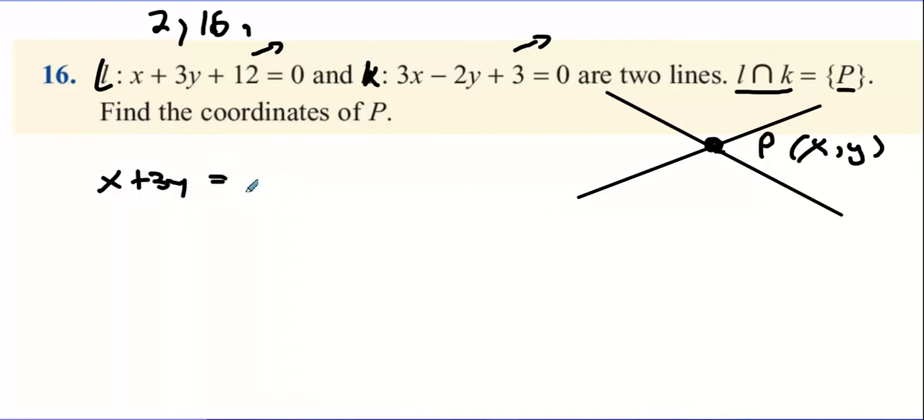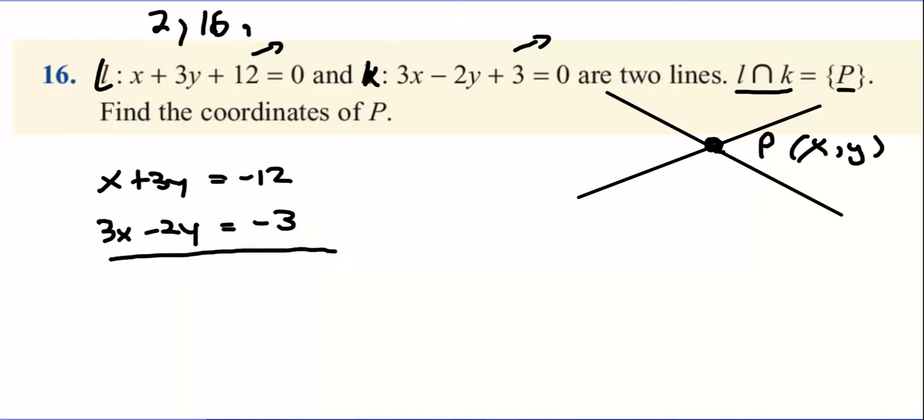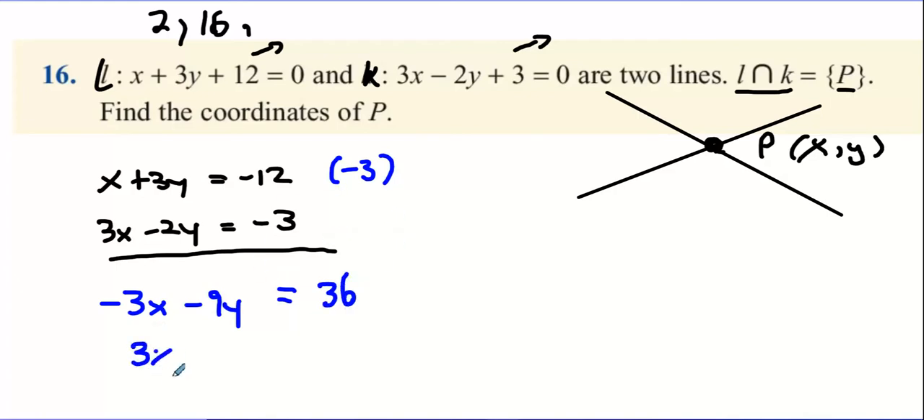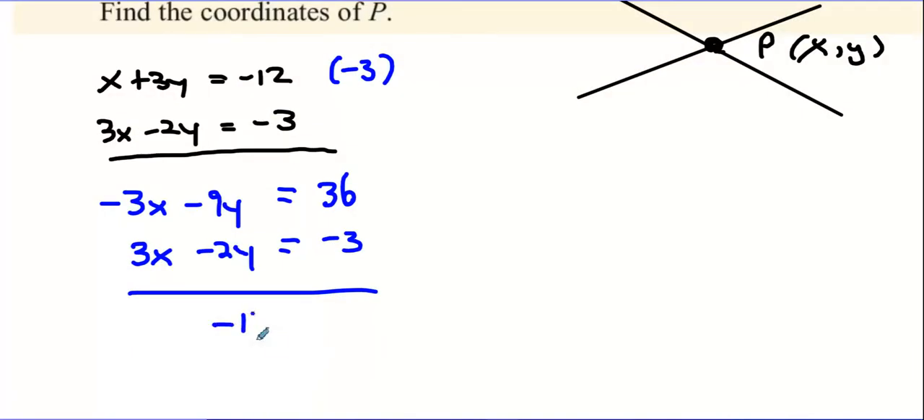Okay, so here's what we're going to do. x plus 3y equals minus 12. Then we're going to have 3x minus 2y equals minus 3. I'm going to multiply the top equation by minus 3. So I'm going to get minus 3x minus 9y equals 36. Then we're going to have 3x minus 2y equals minus 3. Then we're going to get minus 11y equals 33. Multiply both sides by negative. Divide by 11. 33 divided by 11 is minus 3.